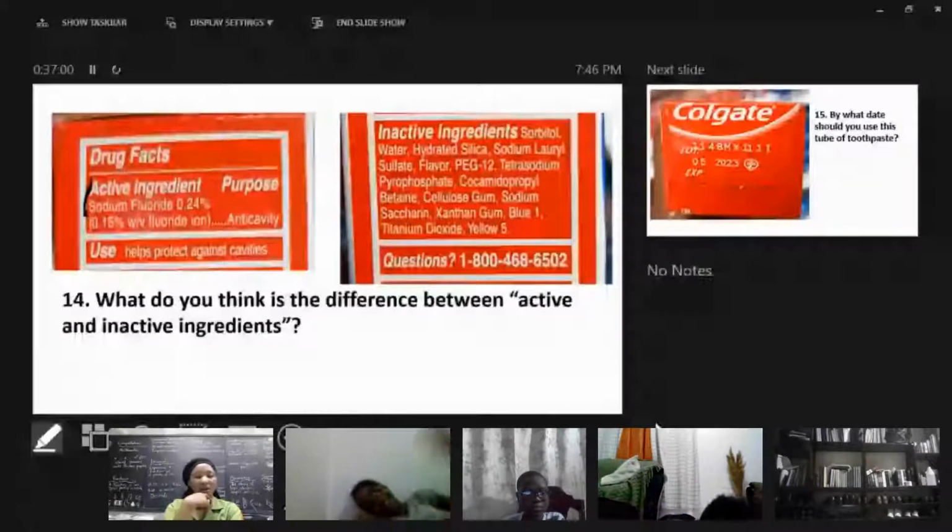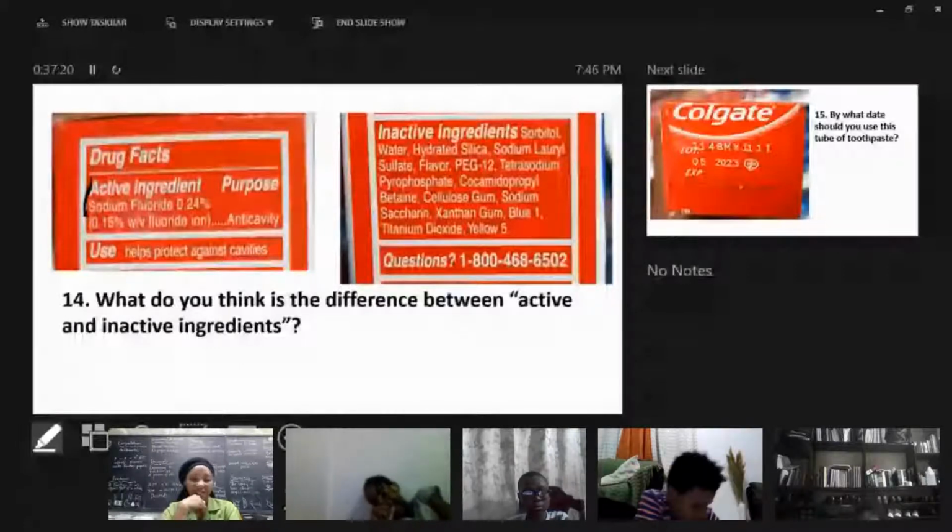All right, you're all on the right track. So the fluoride is the most in terms of quantity in the toothpaste, and also in terms of action, in terms of the activity that it causes on the teeth. It is the most active ingredient in the toothpaste.